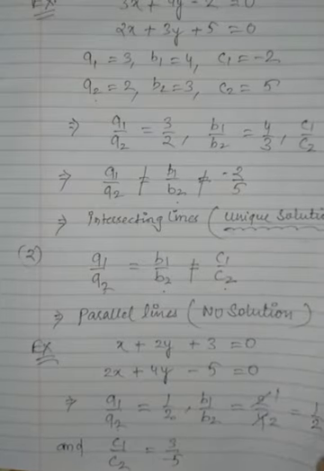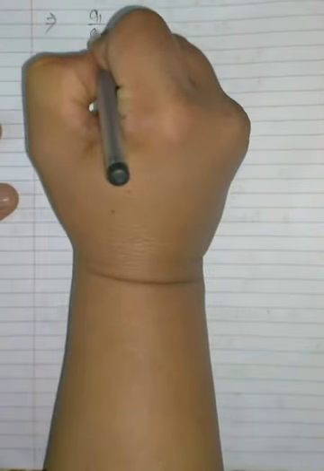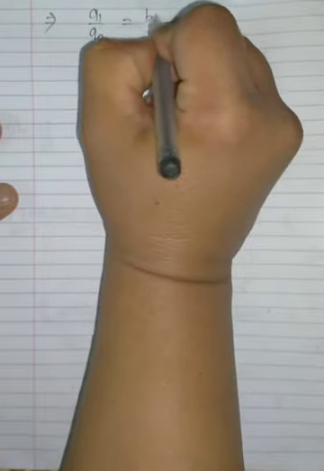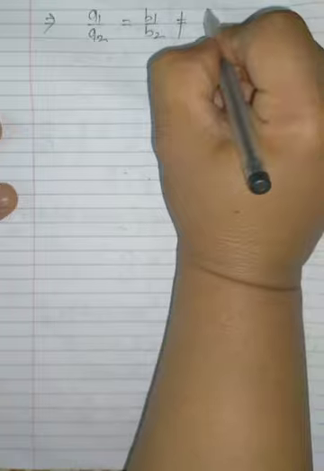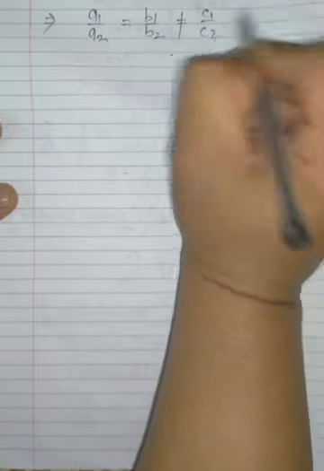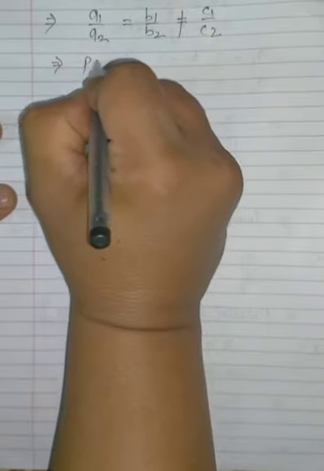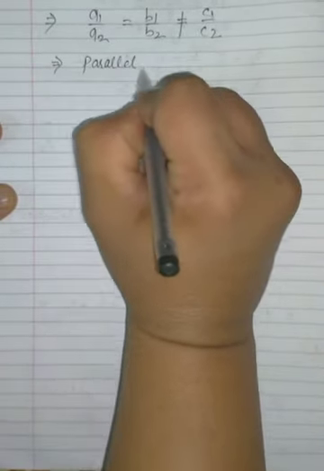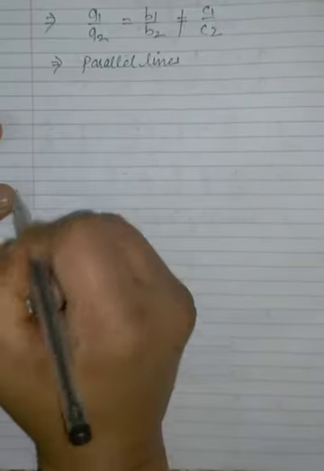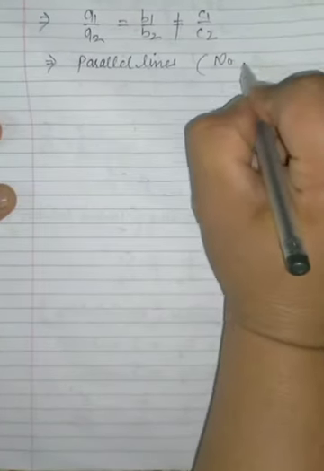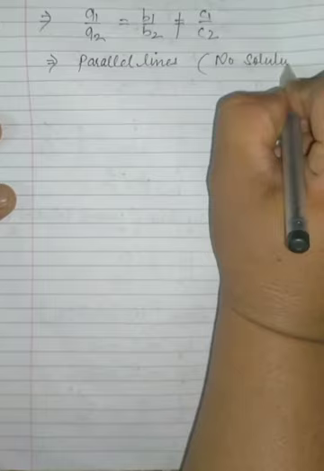That means for this example we can say that a1 upon a2 is equal to b1 upon b2 not equal to c1 upon c2. That means these lines are parallel lines, and hence there will be no solution.